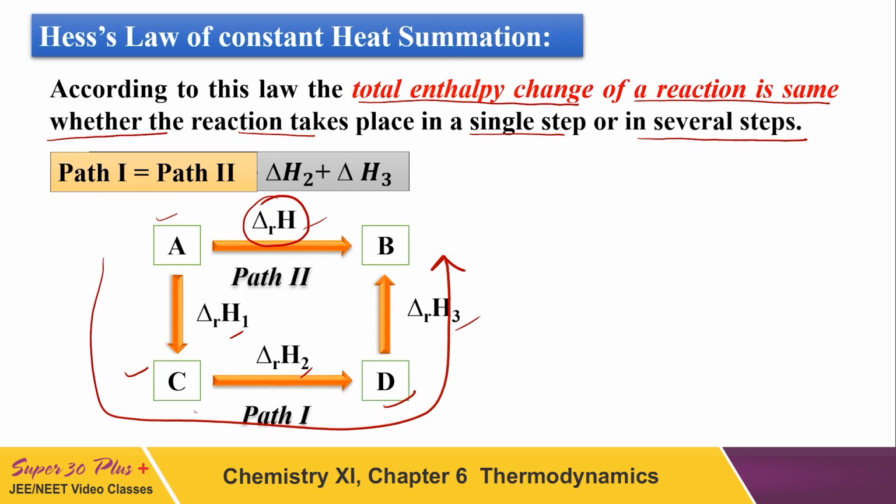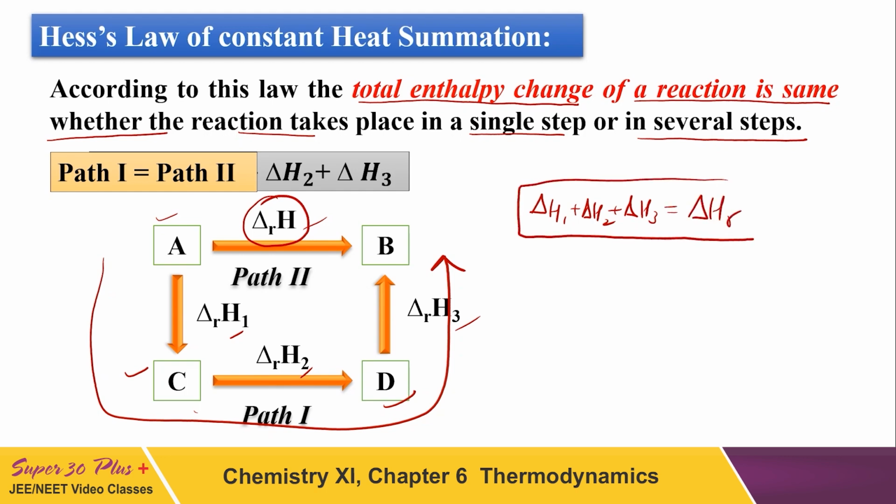So according to Hess, the total energy involved in the first path, which is delta H1 plus 2 plus 3, will be equal to the total heat involved in the second path. This is called Hess law. Students, please go through it once.